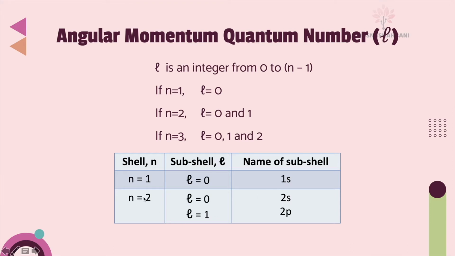If our n equals 2, we have the values of L, 0 and 1. So the name of the subshell, the combination of n and L, is 2s. L equal to 0 means s orbital, so 2s. This is the name of the subshell, the 2s subshell. And 2p: L equal to 1 is p orbital, so the name of the subshell is 2p.